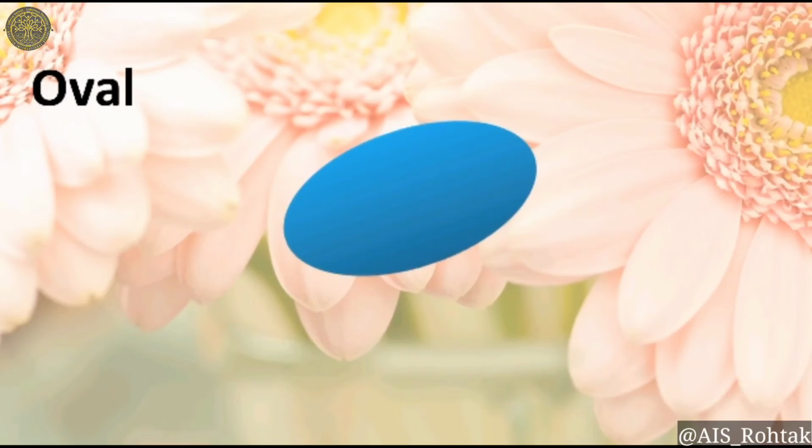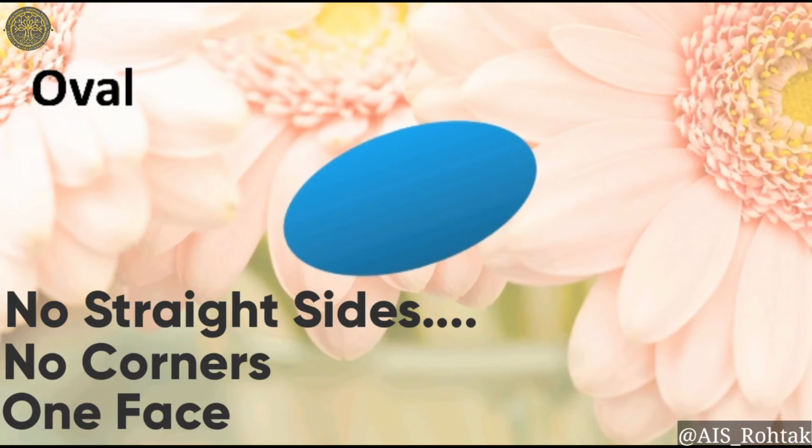Now students, look at this picture. This is an oval shape. What is the name of this shape? An oval shape has no straight sides, no corners. It has one face which can be traced or seen.